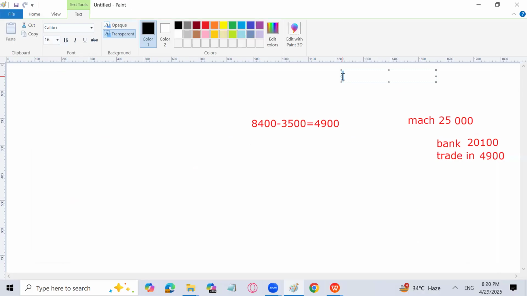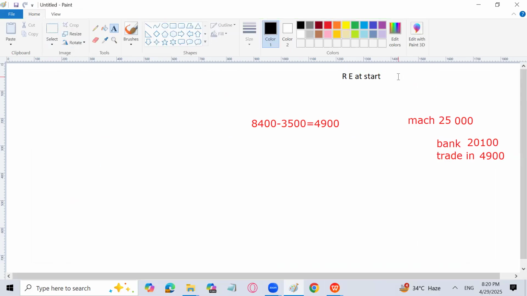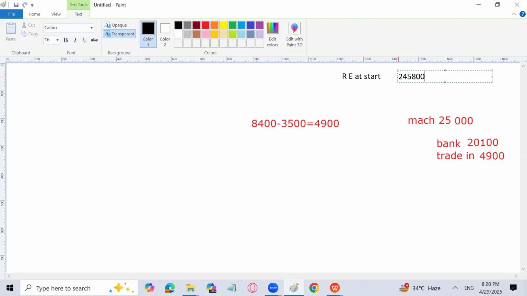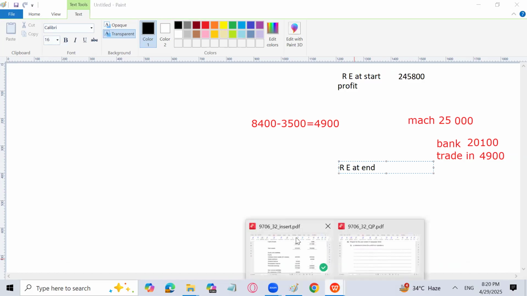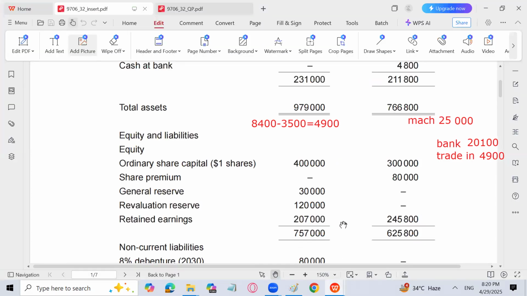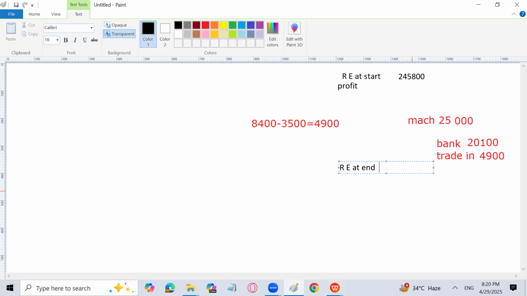Let me write it down. Retained earnings at start is 245,800. Then we will add profit, which we don't know actually. I don't know what the profit is. And retained earnings at the end is also given in the question. I will show you. 245,800 is the starting value here, and retained earnings at the end is 207,000. I will write here 207,000. Now, let's see. Obviously, profit we don't know.